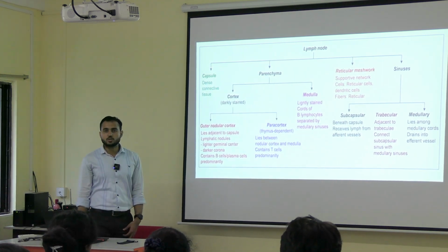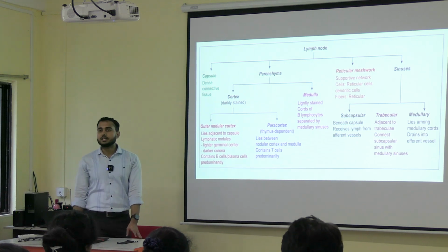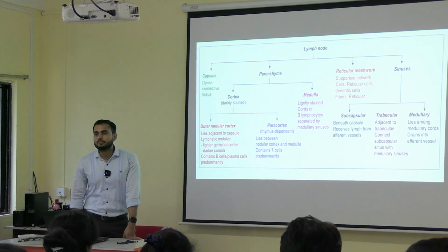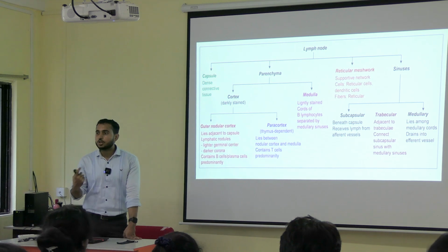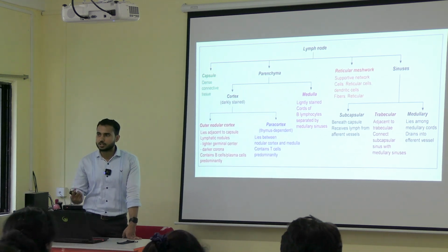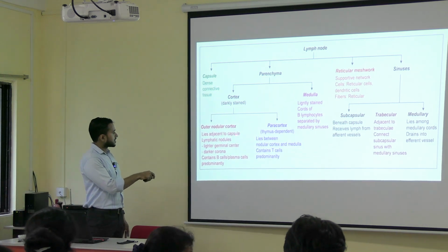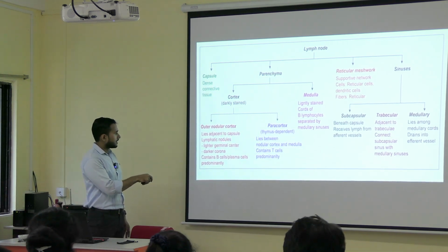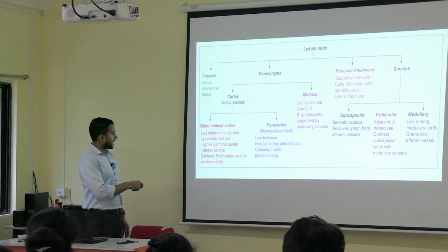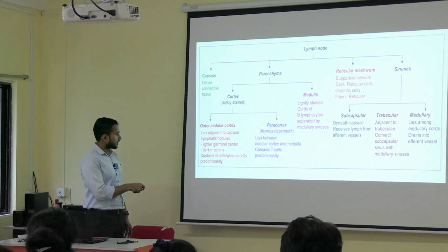Now why is it called nodular cortex? Because you will be getting the lymphatic nodules or lymphatic follicles over there. That's why the outer cortex is nodular in appearance. The outer cortex lies adjacent to the capsule. Lymphatic nodules are there. In the lymphatic nodules you can see a lighter germinal center and a darker corona.